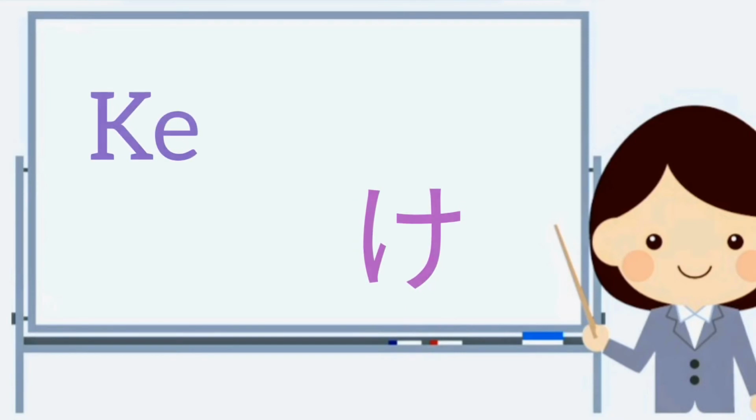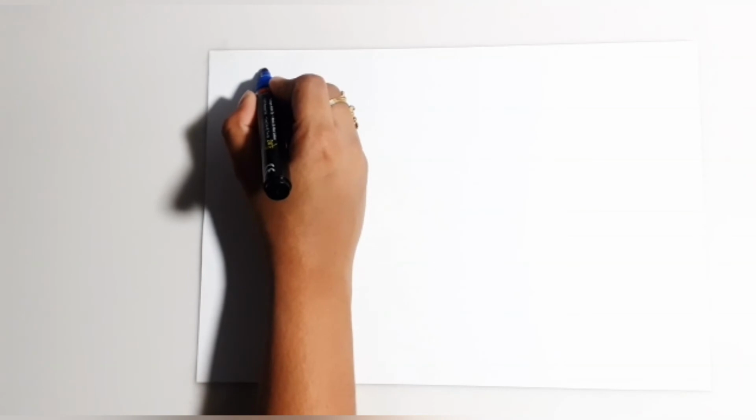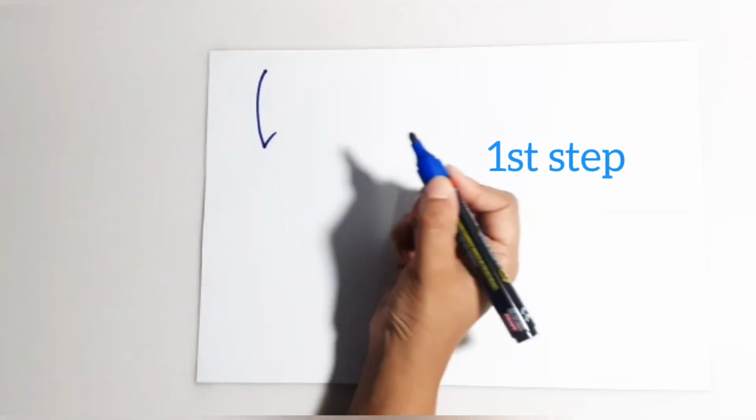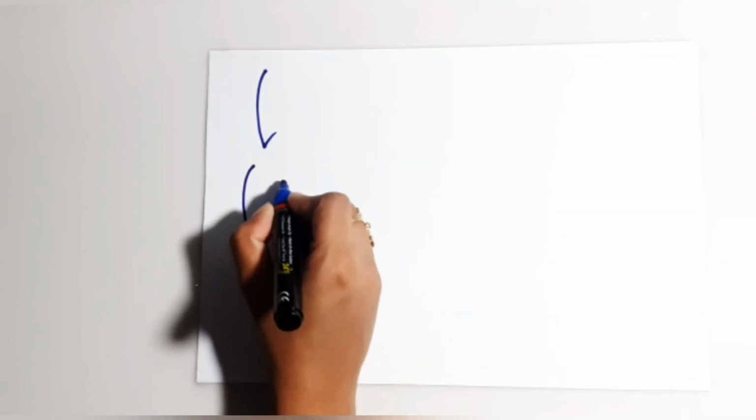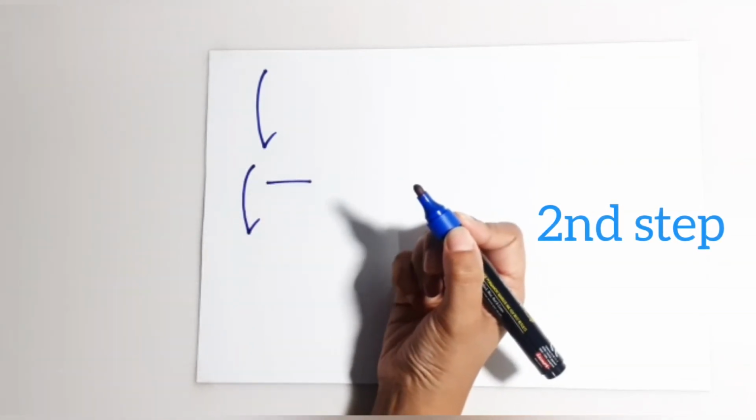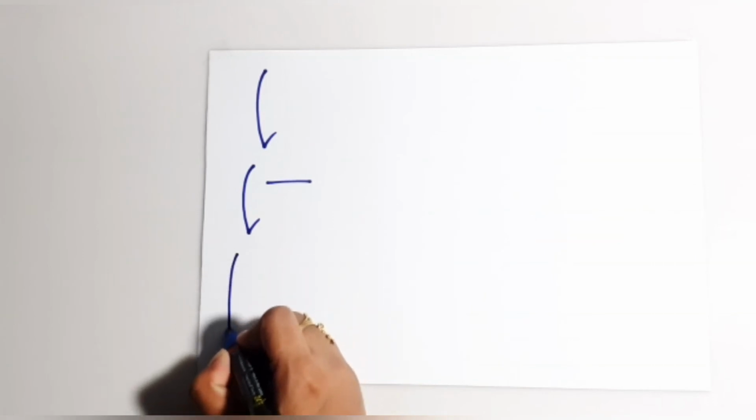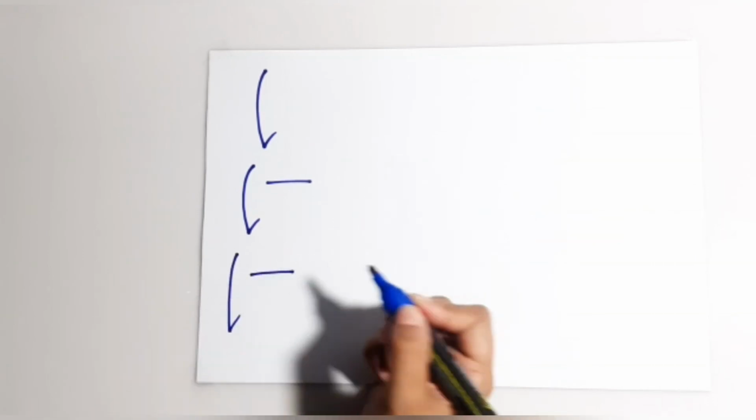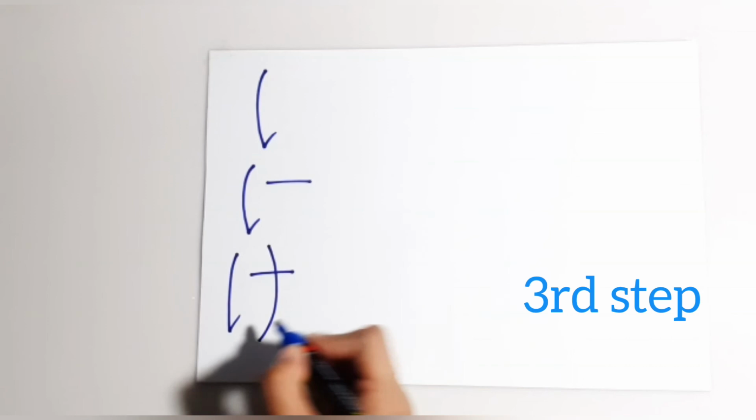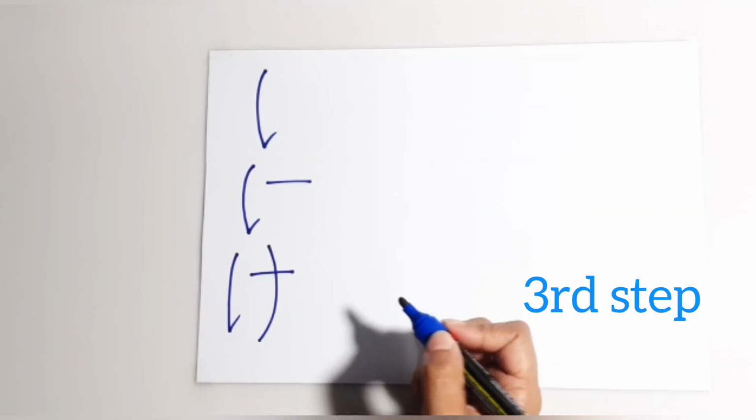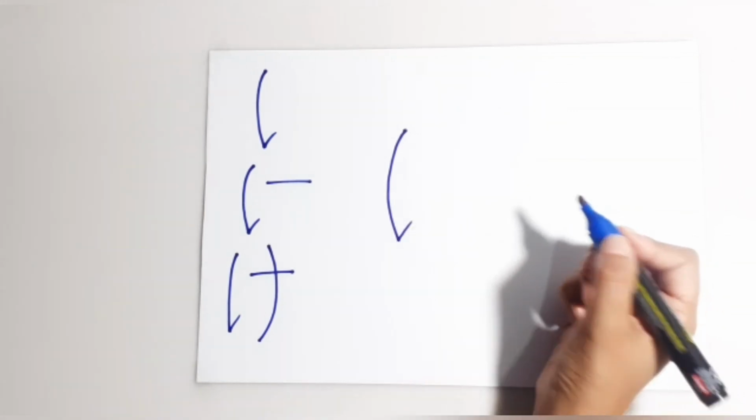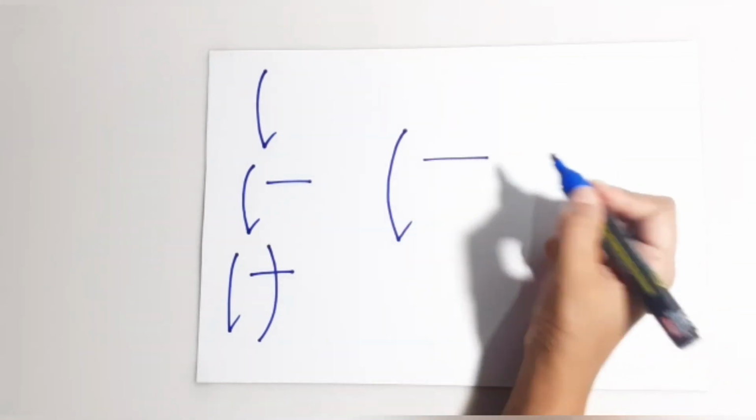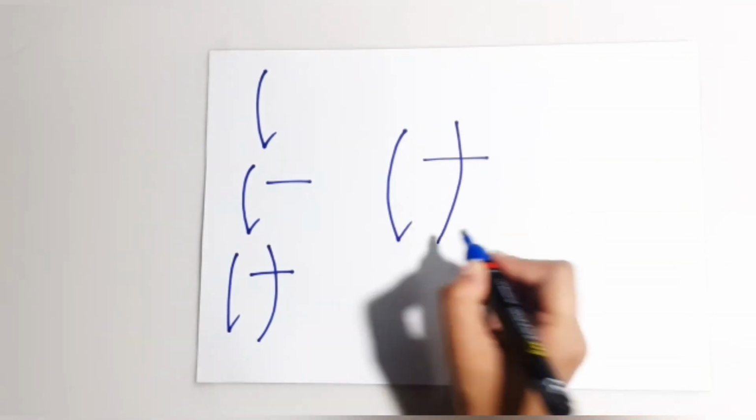The fourth one is letter Ke. This is the first step. Second step. Third step. Ke. Letter Ke.